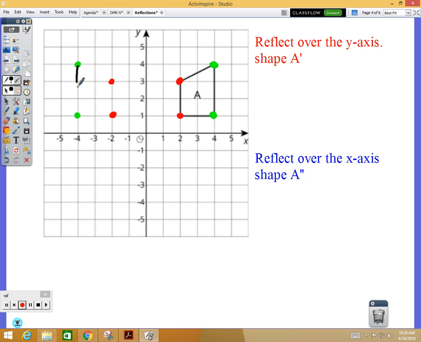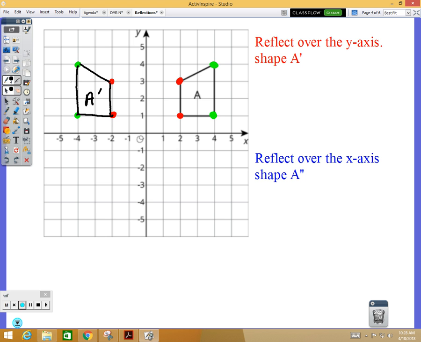So what some people do is they actually do a translation. They don't move over their dots correctly. So you really have to think opposite. Instead of going 2 to the right, I'm going to go 2 to the left. Instead of going 4 to the right, I'm going to go 4 to the left. All right, so this would be A prime.